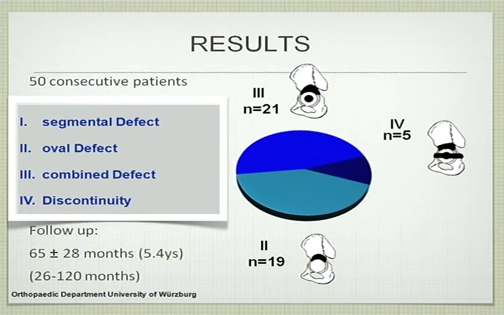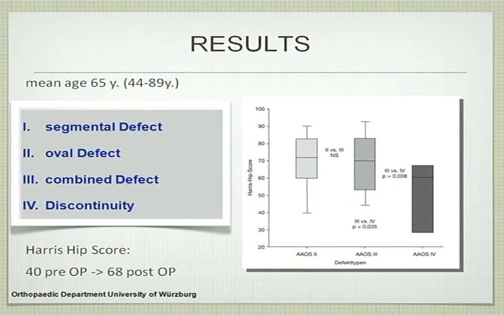So we evaluated 50 consecutive patients that we treated with mostly oval-shaped or combined defects, and we followed them for five years on average. The mean age was 65 years, and you can see that the Harris Hip Score improved moderately, and there's a significant difference between the type 2 and type 3 defects and the type 4 defect, obviously.